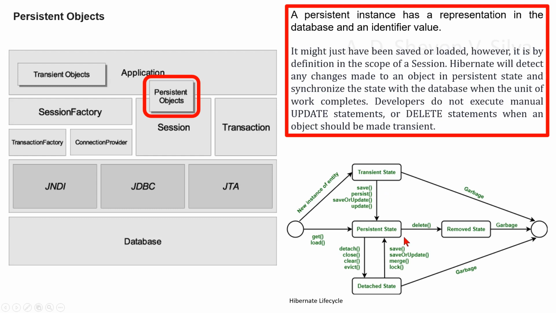Persistent state. Once an object is connected with the Hibernate session, then the object moves into the persistent state. So there are 2 ways to convert the transient state to the persistent state. 1. Using the Hibernate session, save the entity object into the database table. 2. Using the Hibernate session, load the entity object into the database table.